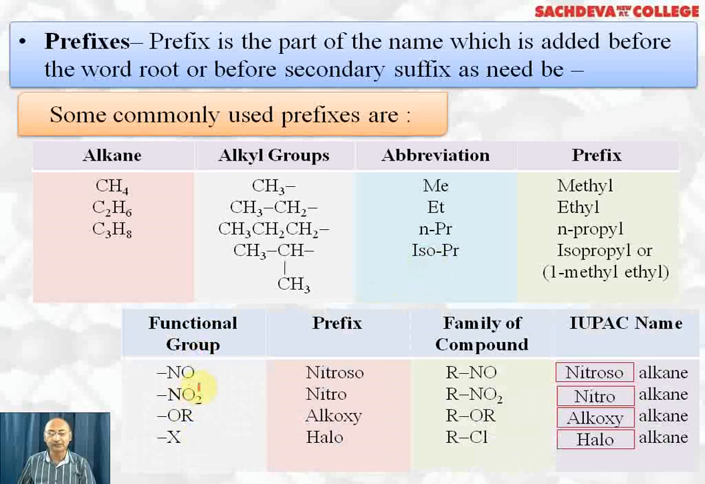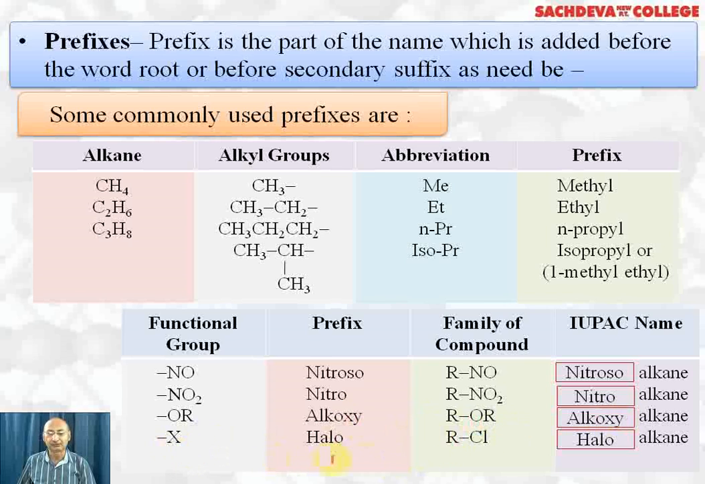Now the functional group NO has the prefix nitroso. The family of the compound is written as RNO, and the IUPAC name will be nitrosoalkane. NO2 is called nitro. RNO2 will be the family of the compound and the name will be nitroalkanes. OR is called alkoxy. ROR are ethers. Alkoxyalkane will be the IUPAC name.